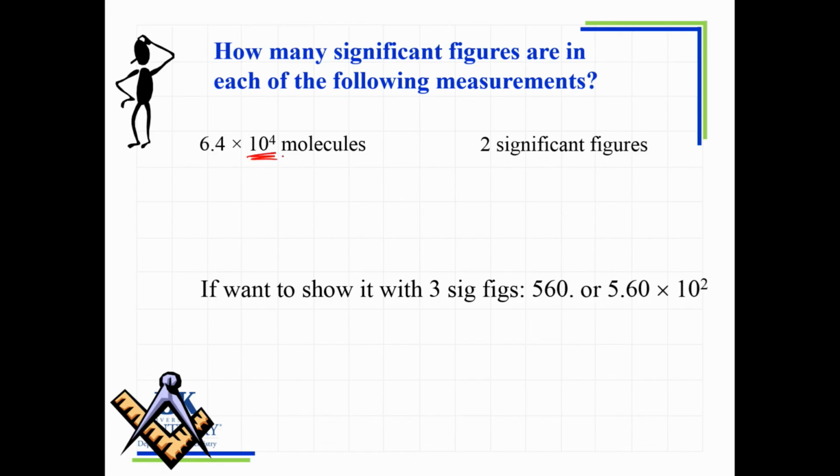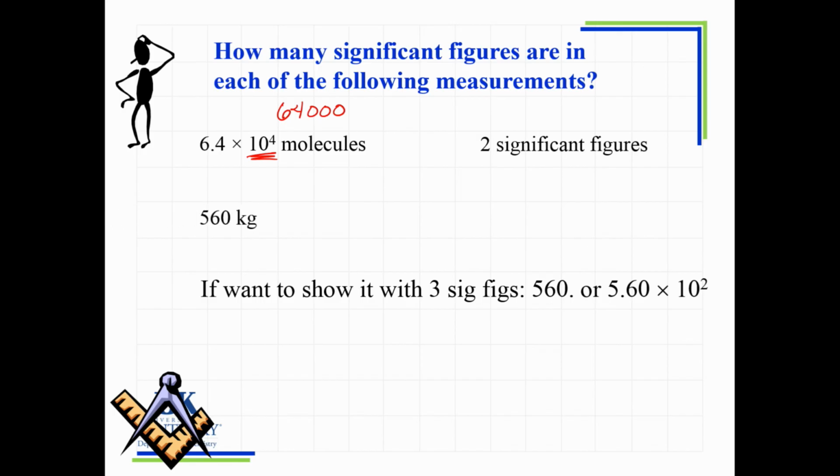A thing to point out. This part tells me nothing about significance, nothing at all. All it's telling me is where that decimal point lives. That's its job. So this is equivalent to 64000. That is the number, but it has 2 significant figures. The 10 to the 4th is not telling me significance, okay?